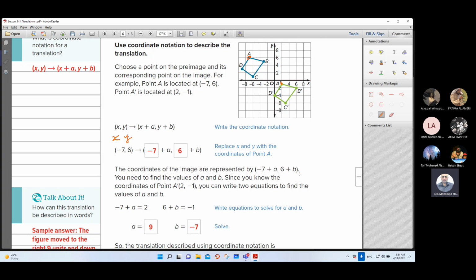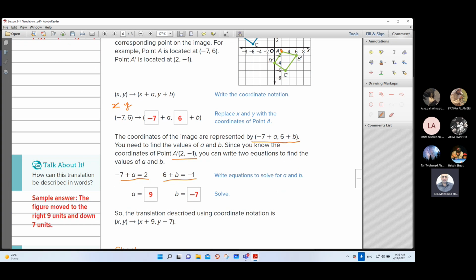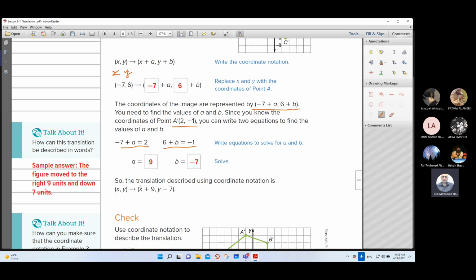So we can compare between this point and this point. As you see, this is x here and this is x here. So negative 7 plus a equals 2. This is the first equation. And 6 plus b equals what? Equals negative 1. This is the second equation. We can solve the first equation and the second equation, and we will get the value of a and the value of b. So the translation described using coordinate notation is x, y translated to x plus 9 and y minus 7.